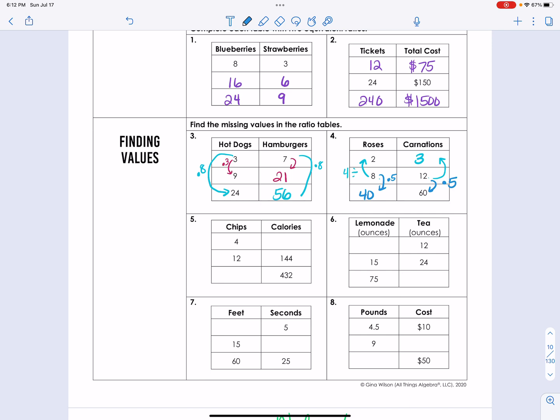So 12, I divided by 3 to get 4. So if I divide 144 by 3, I have to take out my calculator right now. 144 divided by 3 is 48. And here, I'm not sure what I did. 144 times 2 is 288. 144 times 3. Oh, I times by 3. So 12 times 3 is 36.